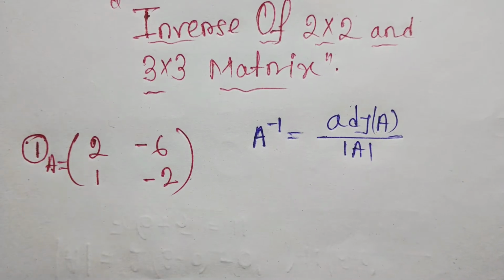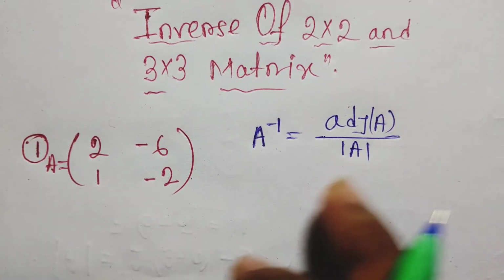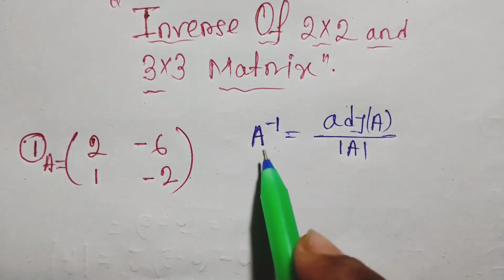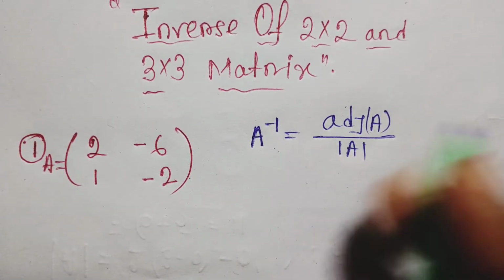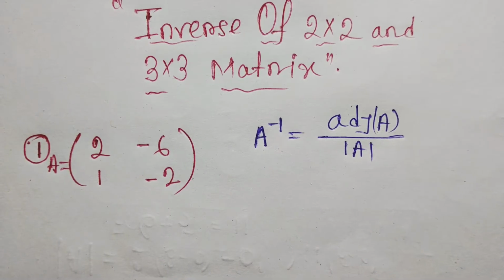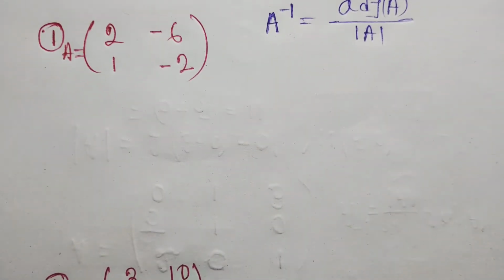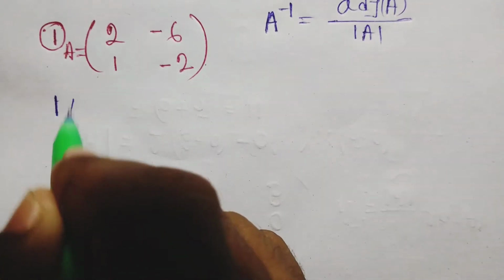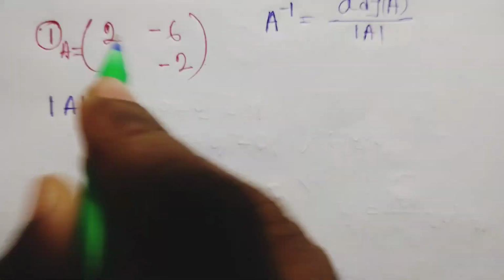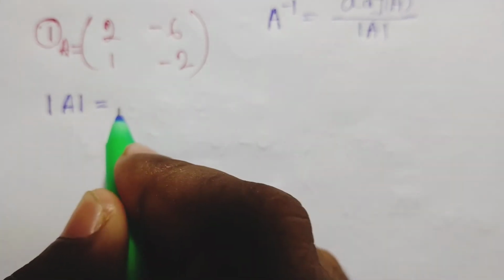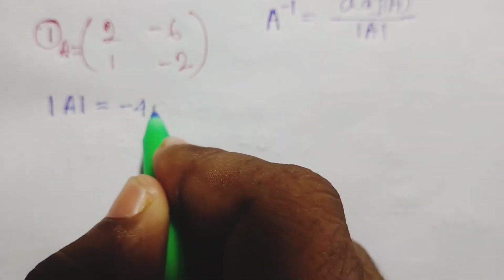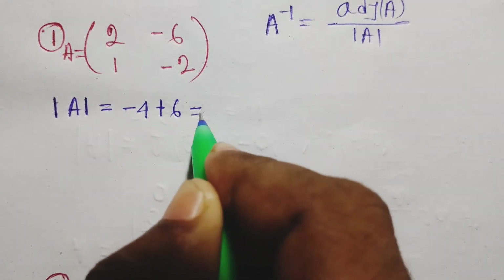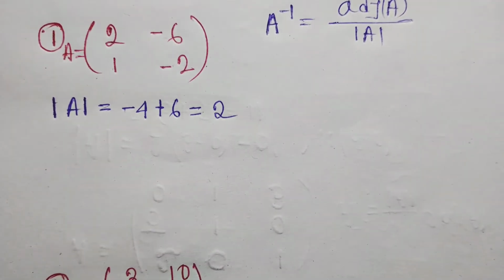This is the general formula. So for all types of matrix, 2 cross 2 and 3 cross 3, we will use this formula for finding the inverse of a matrix. So here is a matrix given. At first we have to find det A. So 2 into minus 2, that means minus 4, and minus 1 into minus 6, that means plus 6. So here det A is equal to 2.